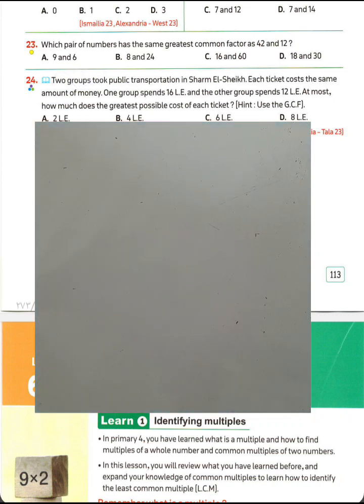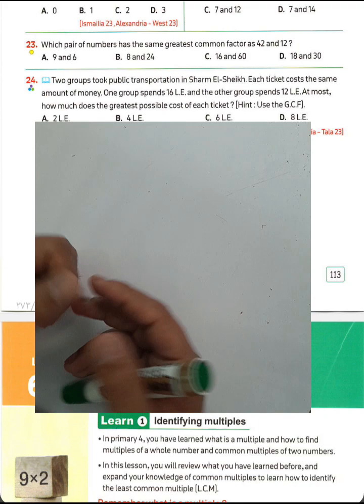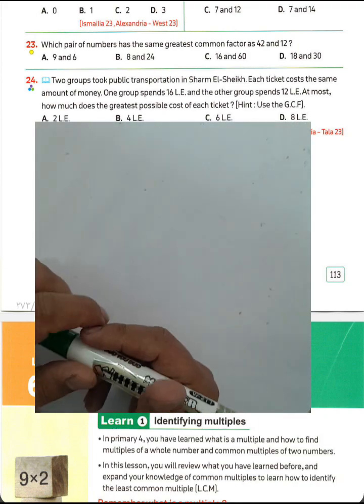Question 24. Two groups took public transportation in Sharm el Sheikh. Each ticket costs the same amount of money. One group spent 16 Egyptian pounds and the other group spent 12 Egyptian pounds. At most, what is the greatest possible cost of each ticket? We can use the greatest common factor between the two numbers, 16 and 12.